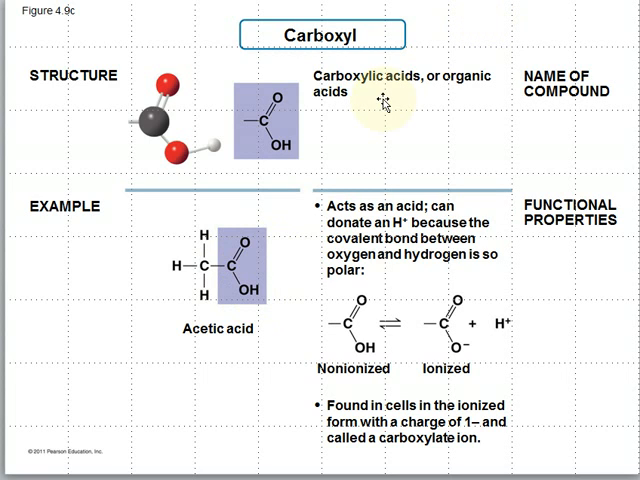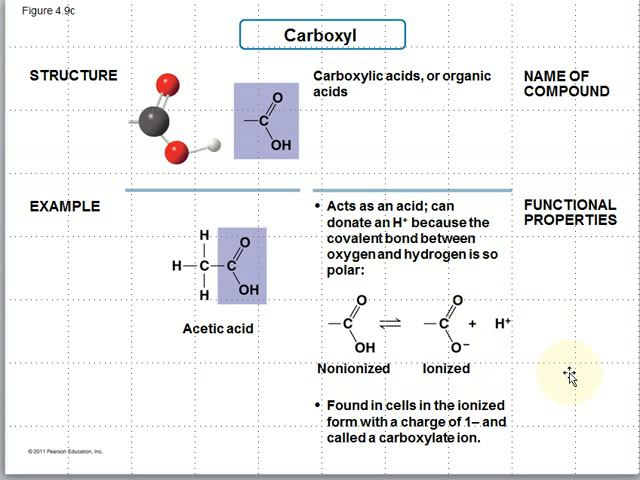These are commonly known as organic acids or carboxylic acids, and some of the functional properties: it does act as an acid, obviously, because of the name. It can donate those H plus protons that we were talking about, because the covalent bond between oxygen and hydrogen is so polar. The bond between this oxygen and hydrogen is so strongly polar that oftentimes that little H basically gets left out in the cold, and he dissociates and becomes H plus. So we are adding H plus ions, so that is an acid.